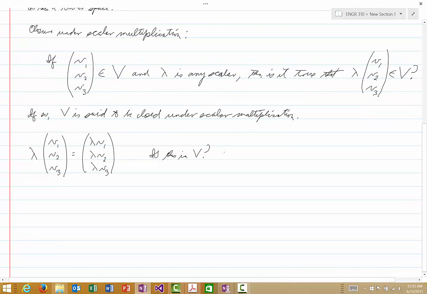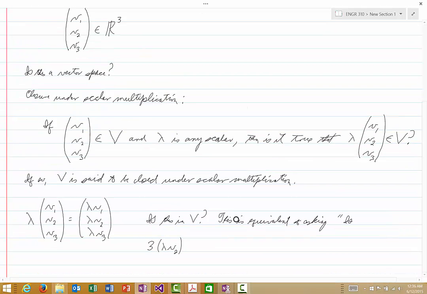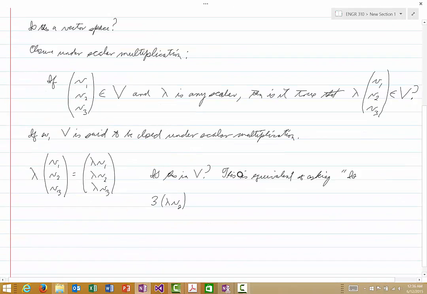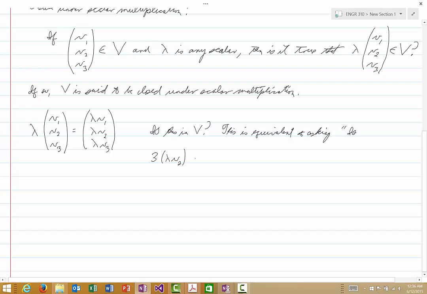We'll say this is equivalent to asking, is 3 times lambda V2, that's 3 times the second component, plus the third component, which is lambda V3, equal to k?